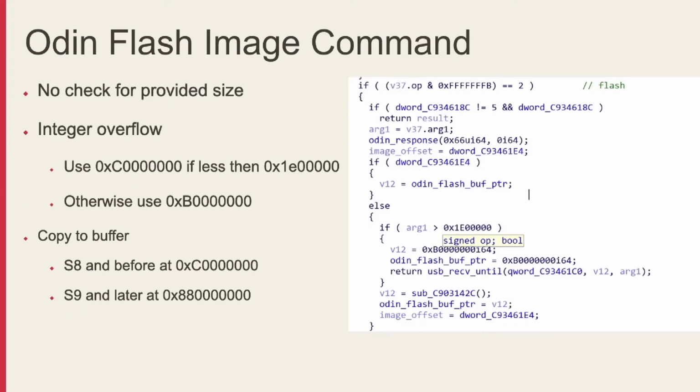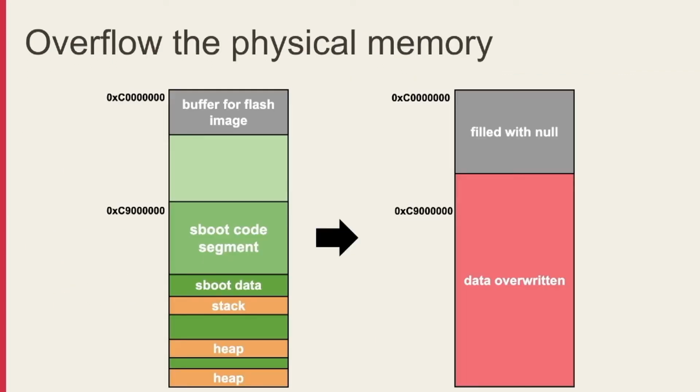In Odin's flash image command, the image size is provided by the user, and there is no check for it. Even if Odin decides the buffer location by the size, it has an integer overflow bug, so we can choose which buffer location we want. What data is stored behind the buffer? They are the secure boot code segment, BSS, stack, and heap. Due to the lack of size check, we can overwrite everything and control the code segment, stack, and heap.